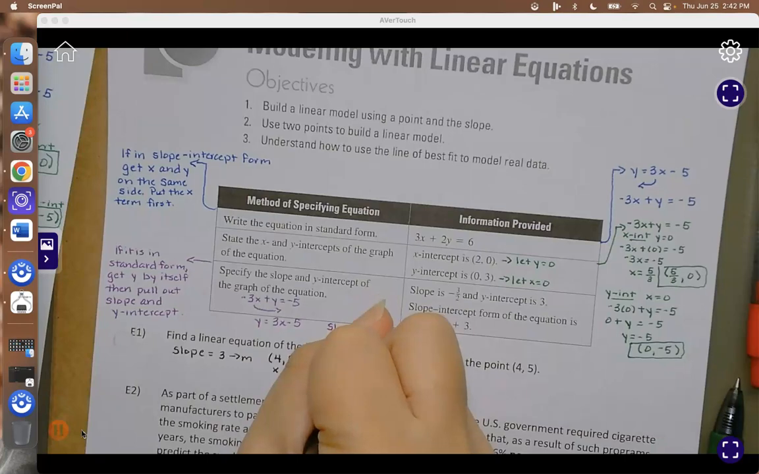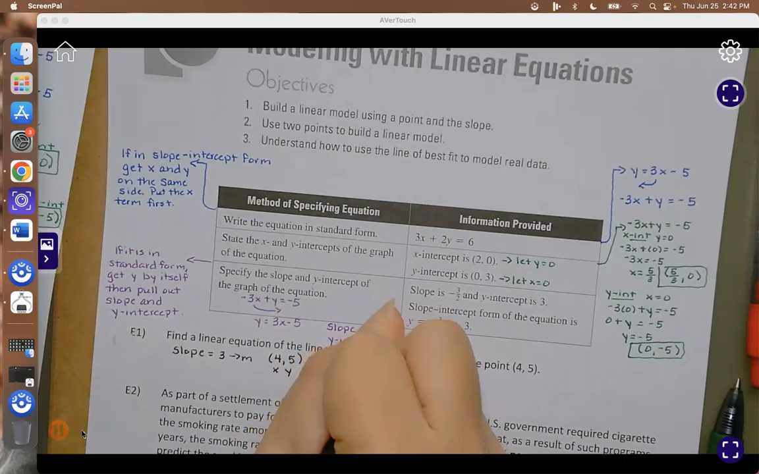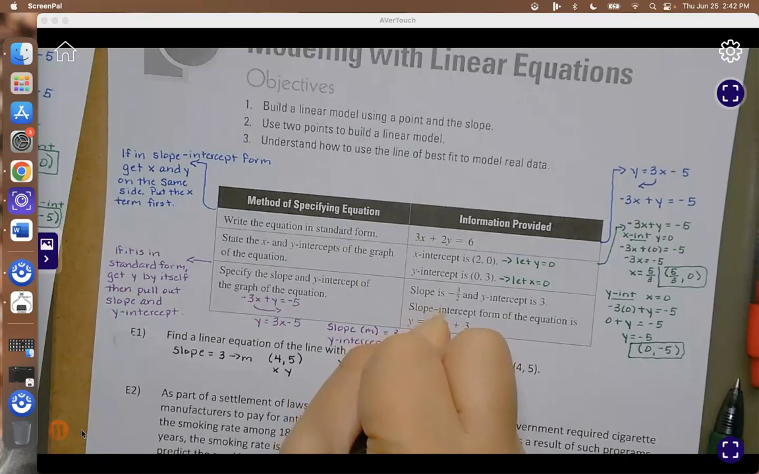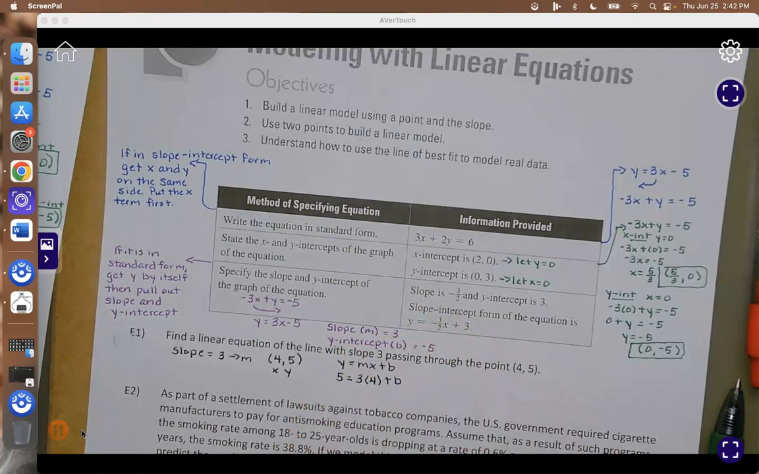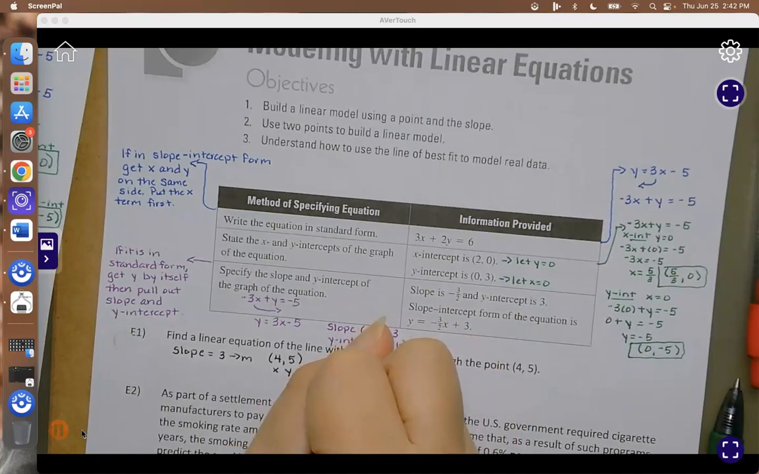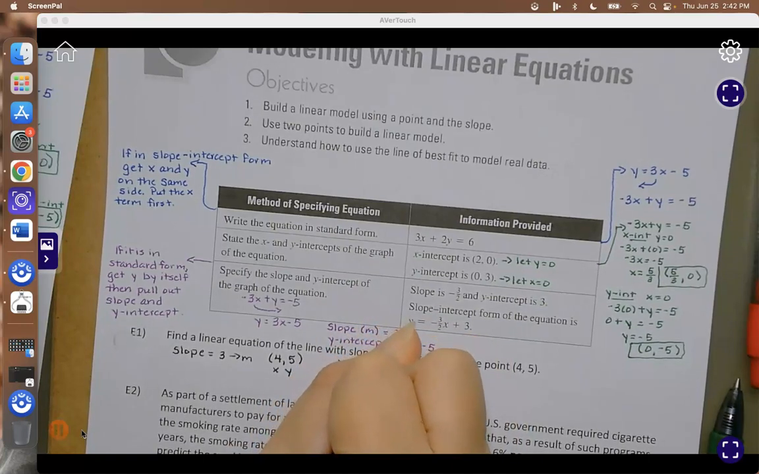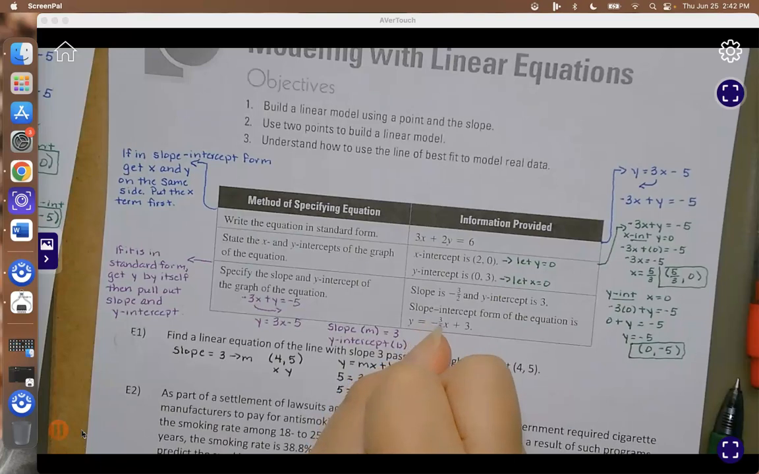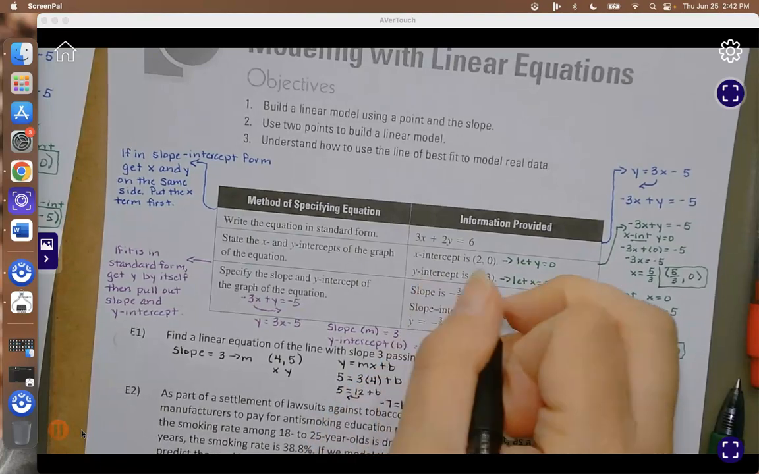So let's start with slope-intercept form, y equals mx plus b, and plug in what we know. Well, we know y is 5, we know m is 3, we know x is 4, so that means we need to find our y-intercept. So this is going to be 5 equals 12 plus b, so we move the 12 over, and we get negative 7 equals b.